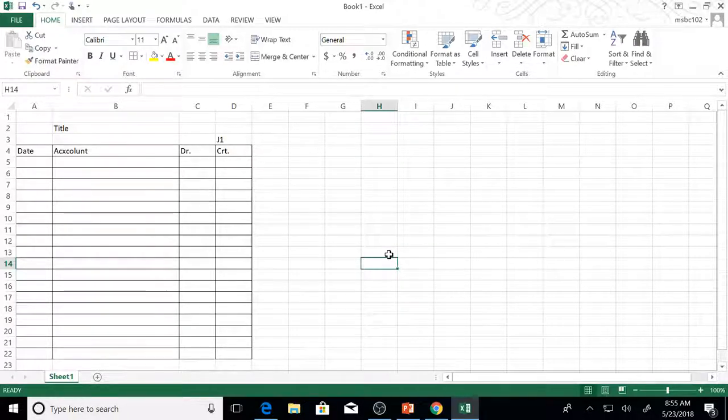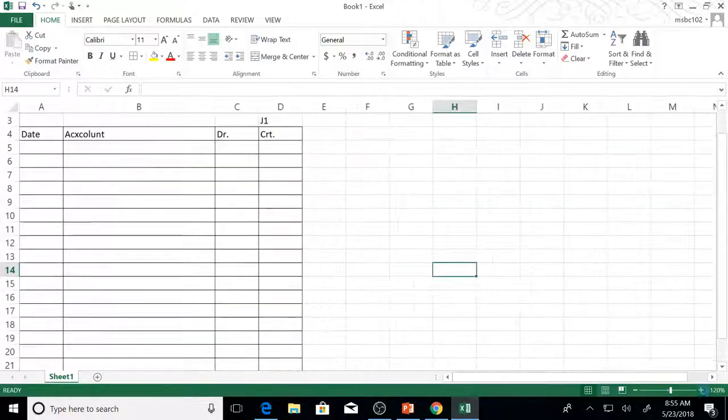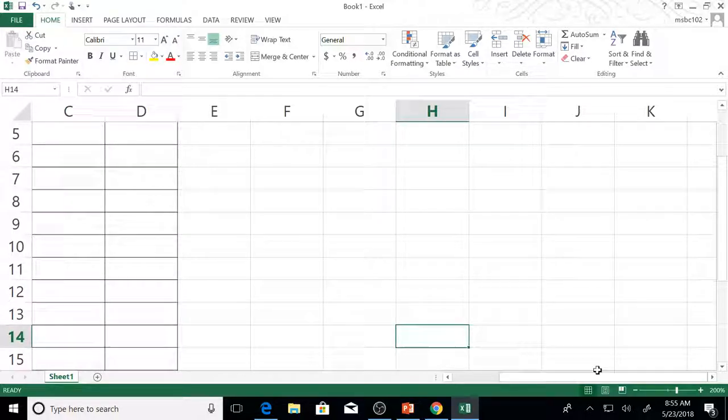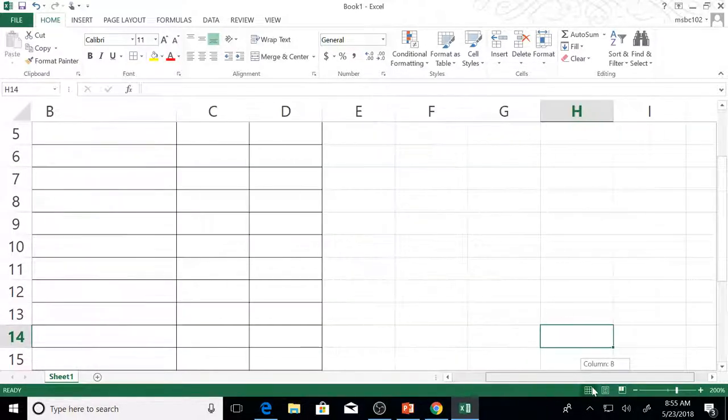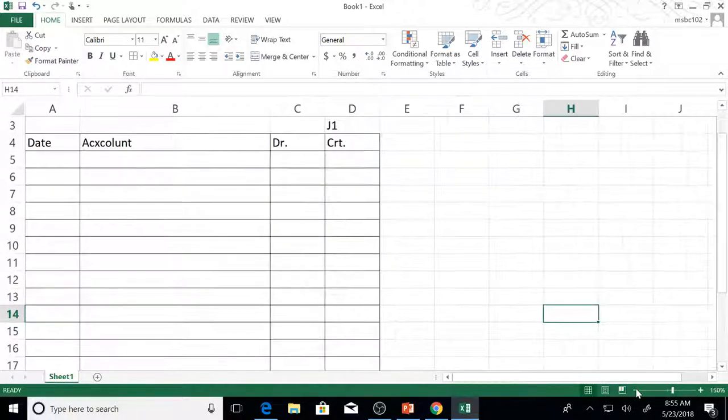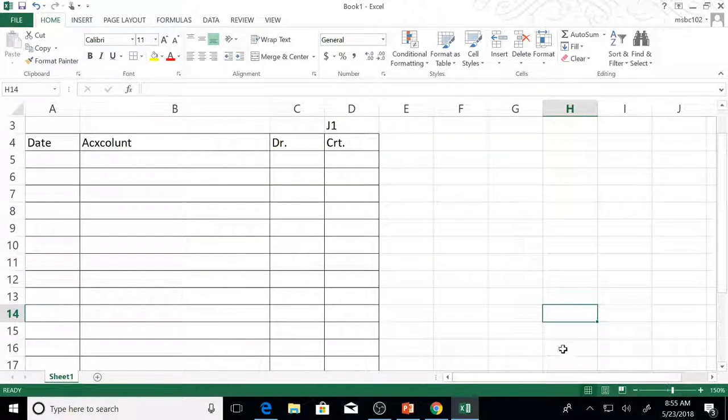Let me see if I can use this one. Uh-oh, let me reduce it. It's too big. All right.